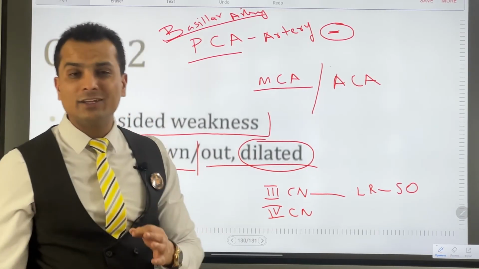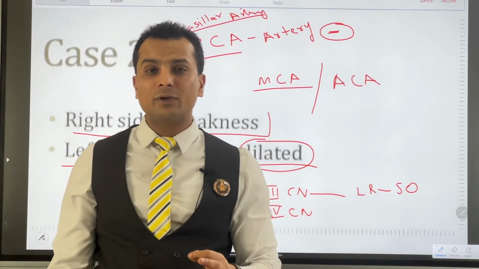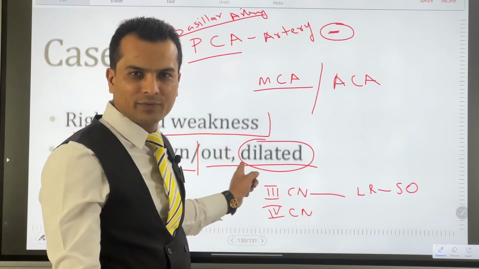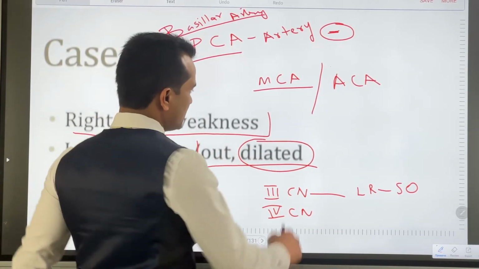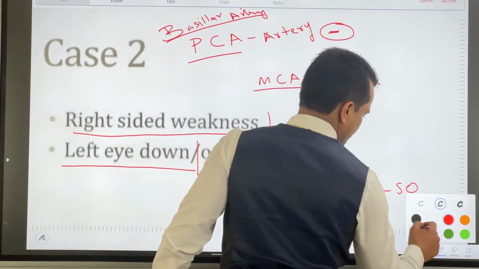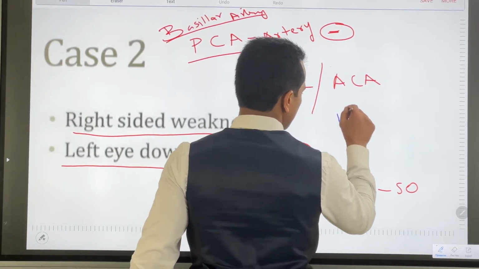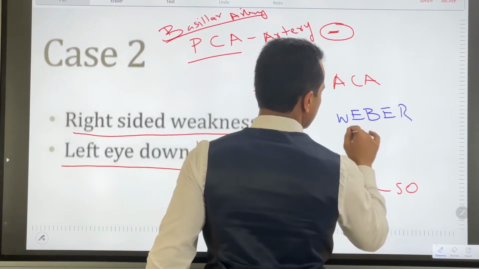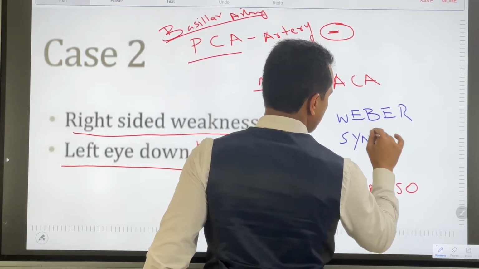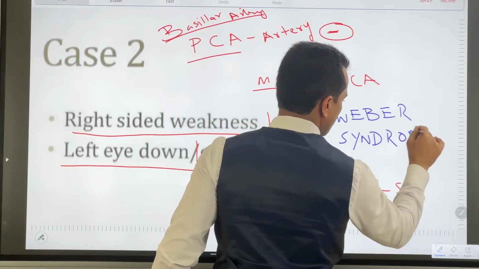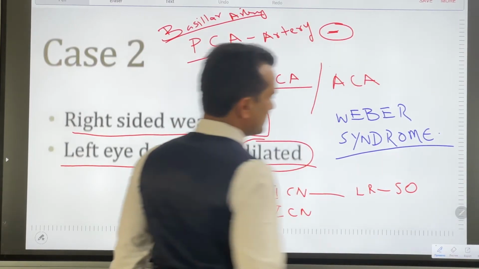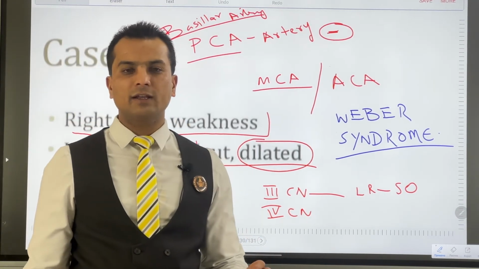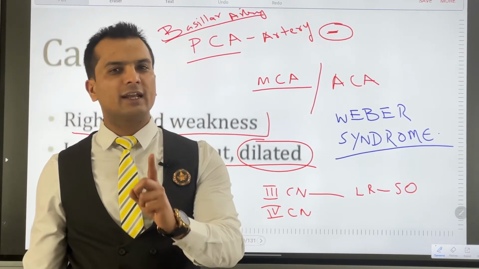In addition, dilation of the pupil. Dilation of the pupil means loss of constriction. Constriction is the parasympathetic action of the oculomotor nerve. So guys, this is WEBER syndrome. This type of syndrome is called WEBER syndrome. Remember, WEBER syndrome is basically injury to your midbrain, especially the medial side of the midbrain, and Wallenberg syndrome is the lateral side of the medulla.